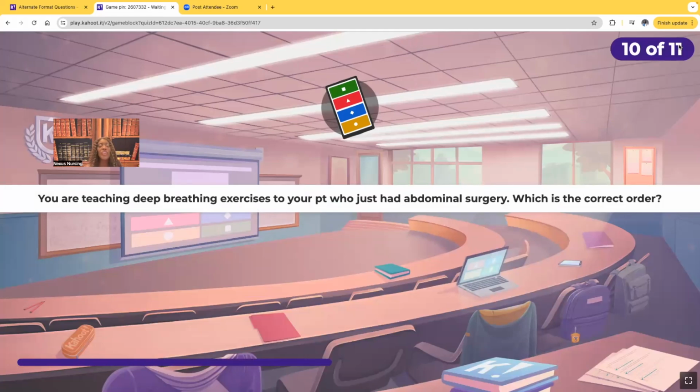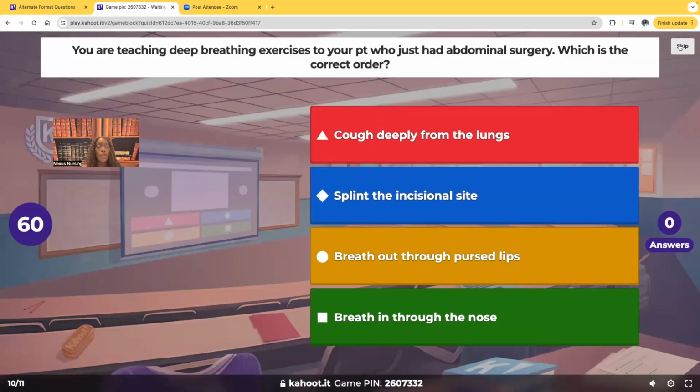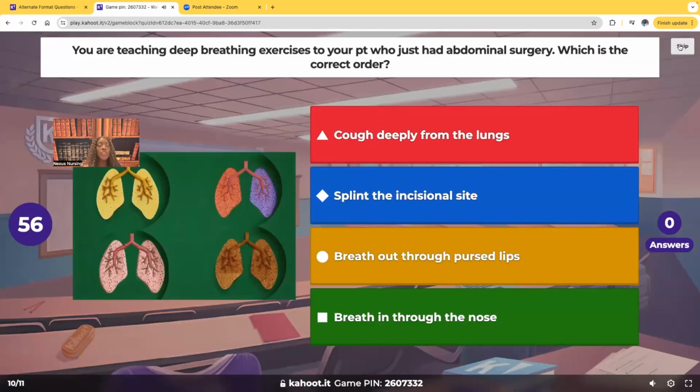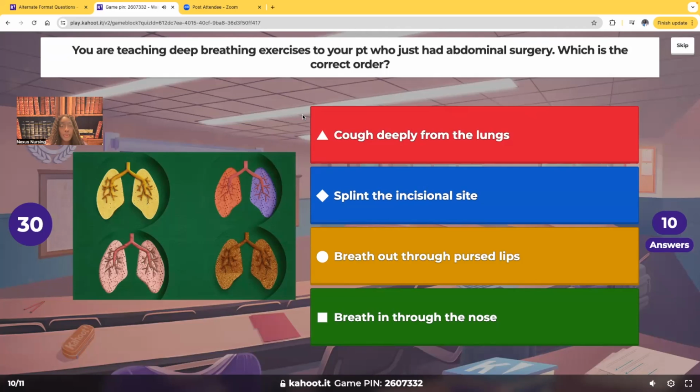You're teaching deep breathing exercises to your patient that just had abdominal surgery. What's going to be the correct order of teaching them? Deep breathing exercises. Here are our choices: cough deeply from the lungs, splint the incisional area, breathe out through pursed lips, breathe in through the nose. So take your mouse and put in the correct order. How are you going to teach your patient who just had abdominal surgery to breathe deeply? Go ahead and put it in order.